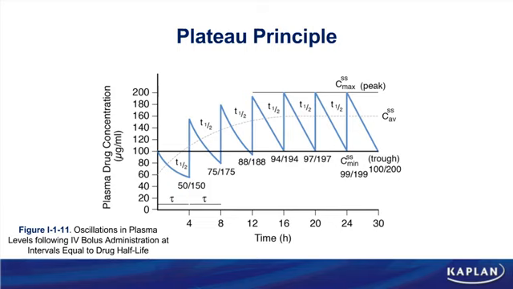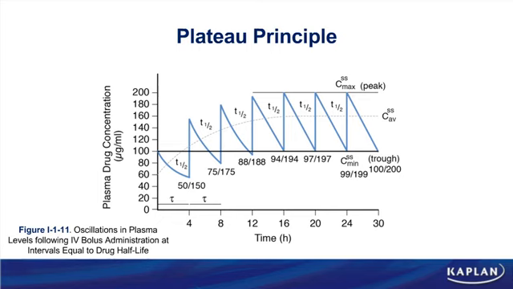I could approximate a CSS average. In fact, if I were to give this drug by constant IV infusion, that's what that would look like. It would approximate that CSS average. But I'm dosing every 4 hours, so I have peaks and troughs. I've also added to this graph.